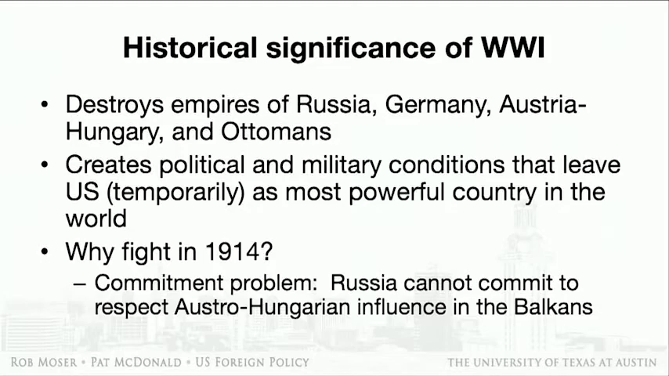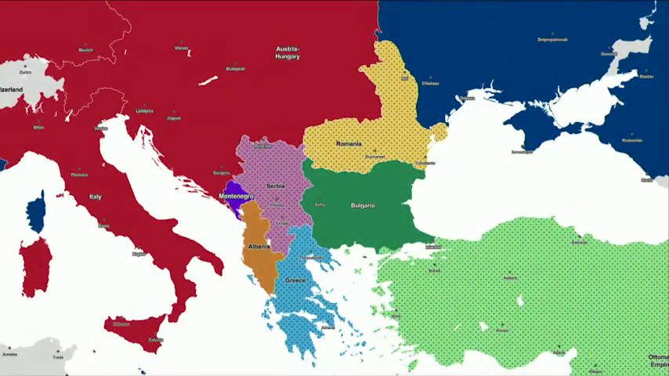Why did they fight? The war was triggered by a commitment problem. The Russian and Austro-Hungarian empires were competing over influence in the Balkans. The Russians were growing in military strength and encouraging their quasi-allies, the Serbians, in both Serbia and the Bosnian province of Austria-Hungary, to destabilize the Austro-Hungarian Empire by encouraging a domestic revolution there.